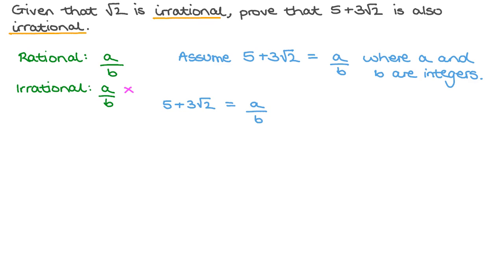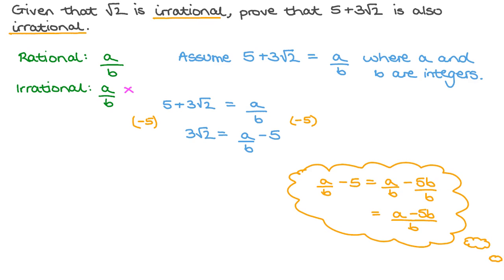So we begin with the assumption that 5 plus 3 root 2 is equal to some fraction a over b, and we're going to rearrange this to give an expression for root 2. The first step is to subtract 5 from each side, giving 3 root 2 is equal to a over b minus 5. Now a over b minus 5 can be combined if we think of 5 as 5b over b.